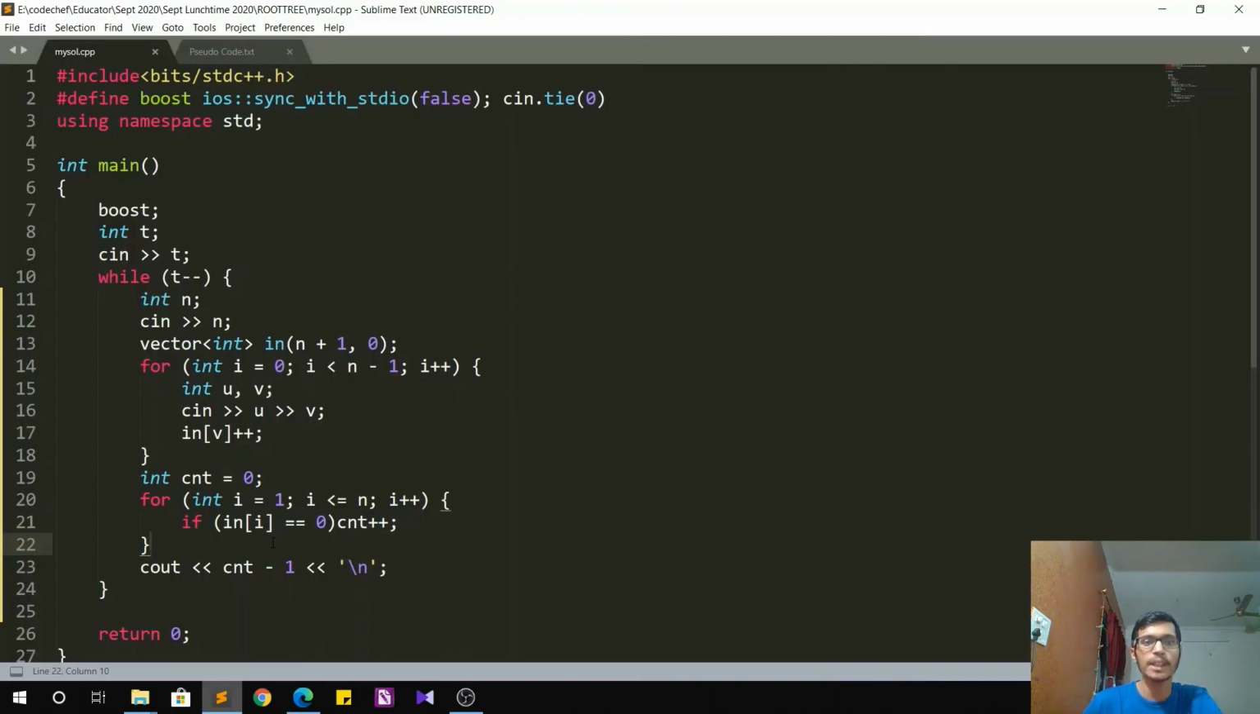Regarding the complexity of this problem, we saw that we just took the input, and after taking the input, we iterated over our array of size n only once. So it is safe to say that the time complexity of this code is big O of n.